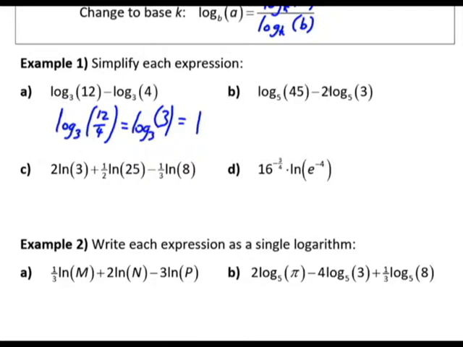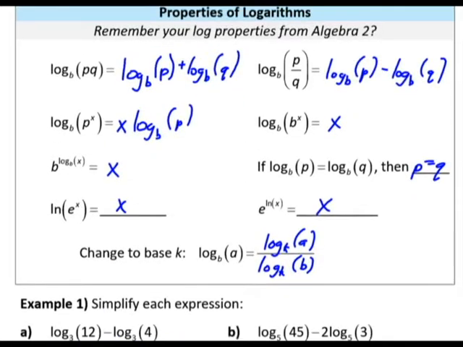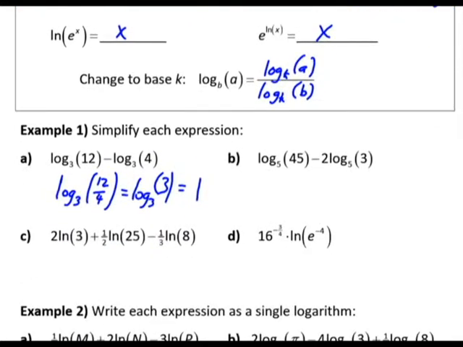In example B, note that this is not a difference of logs. This is log minus 2 log. We have this coefficient that we have to get rid of. Using the power rule, we can transfer that coefficient up into the input as an exponent.